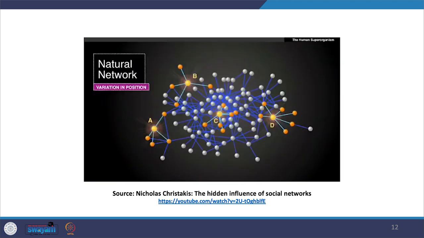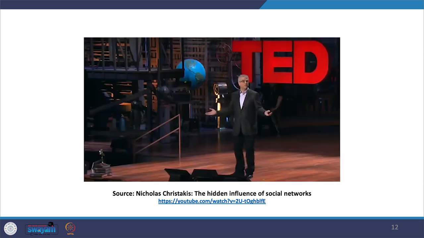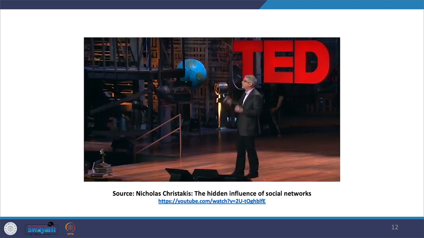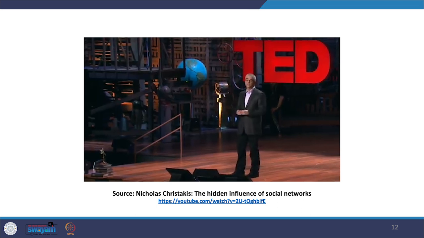And finally, compare nodes C and D. C and D both have six friends. If you talk to them and asked, what is your social life like? They would say, I've got six friends. That's my social experience. But now we, with a bird's eye view looking at this network, can see that they occupy very different social worlds.